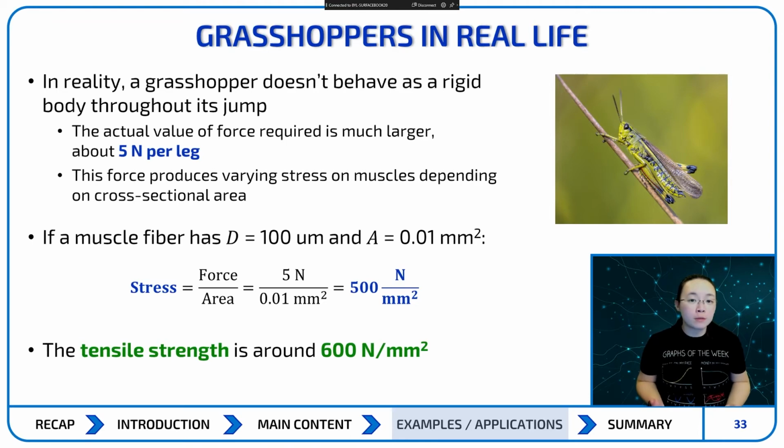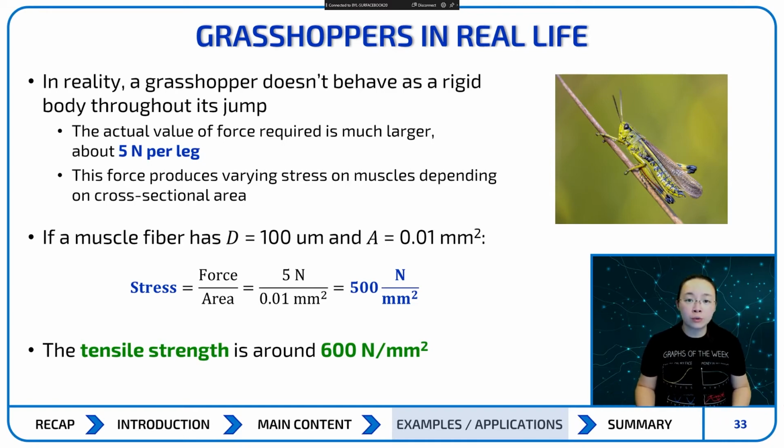Now, after you do that problem, you can learn a little bit about grasshoppers in real life. In reality, a grasshopper doesn't really behave as some rigid object during its jump. It has wings, it might hover a little bit, but it also has a certain amount of force that it needs to generate in order to jump that far. The actual value of force required is about 5 newtons of force for each of the grasshopper's legs in order for it to jump so far and so high.